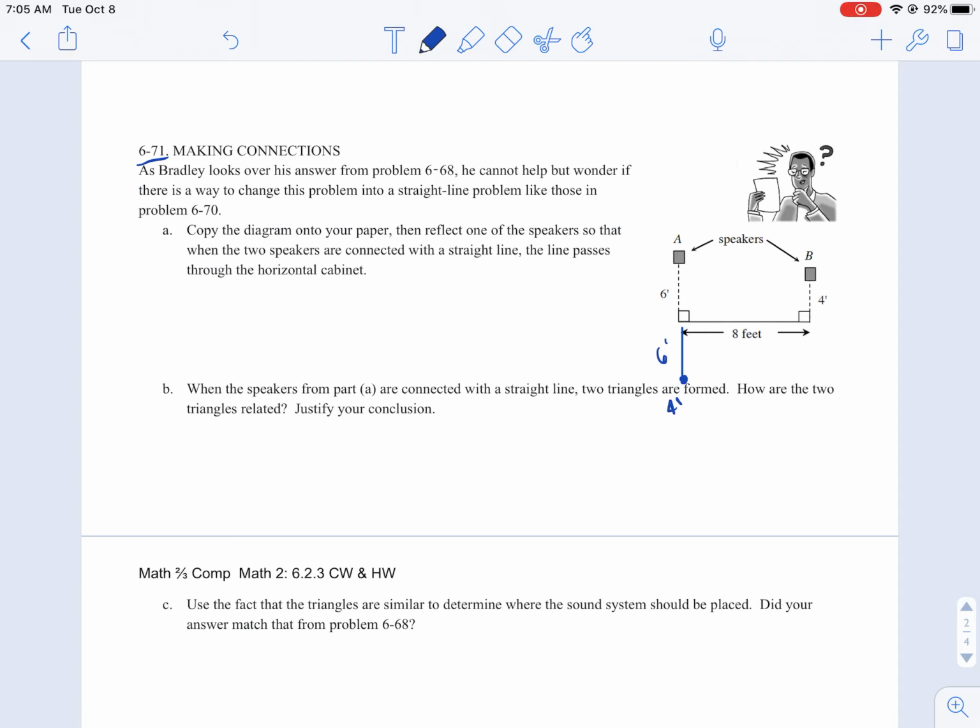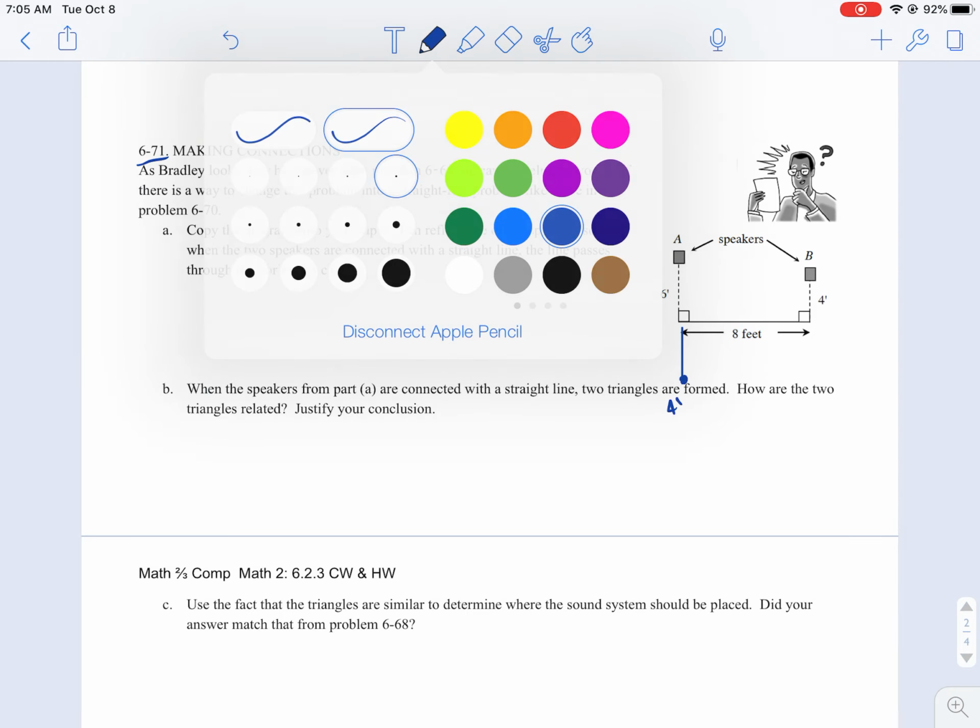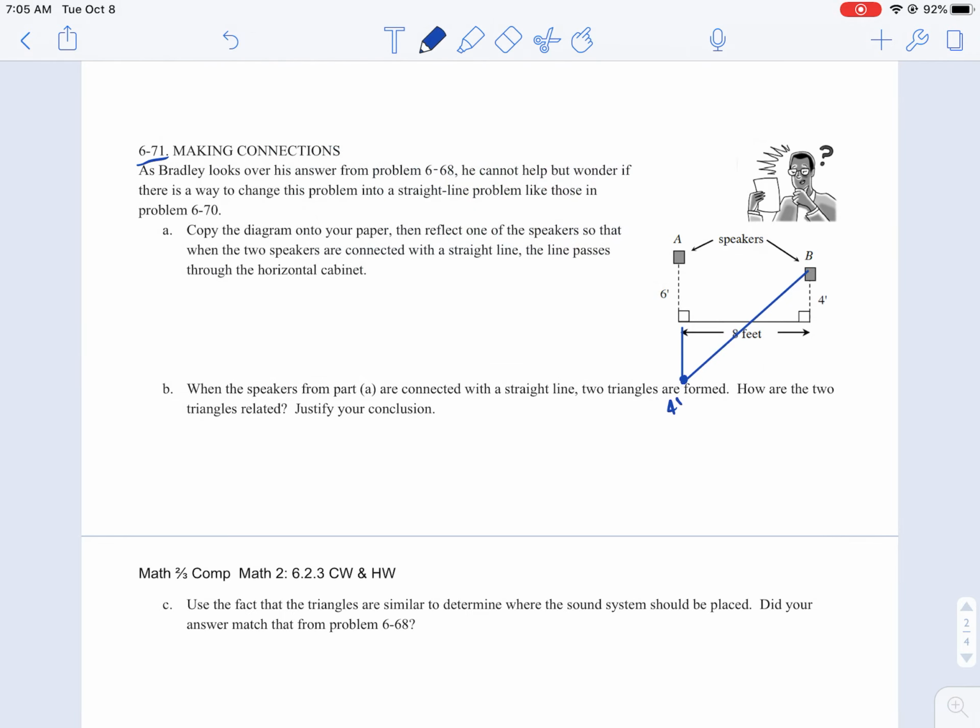And reflect one speaker so that when the two speakers are connected with a straight line, the line passes through the horizontal cabinet. I guess that isn't 6 feet. We don't know. We're going to draw a straight line from A to B.